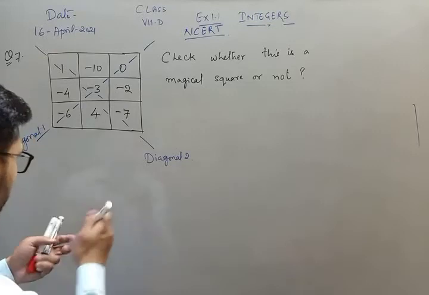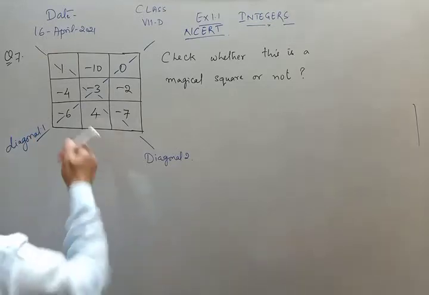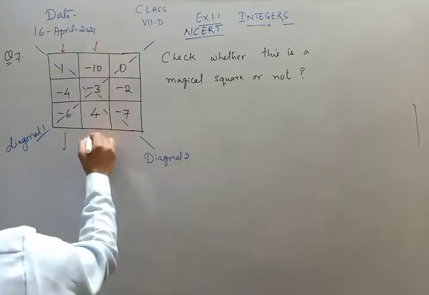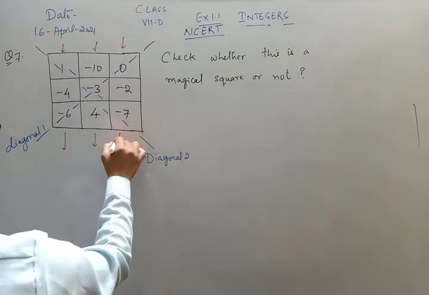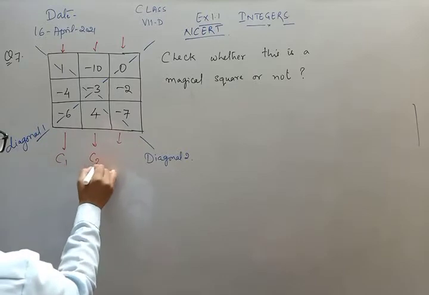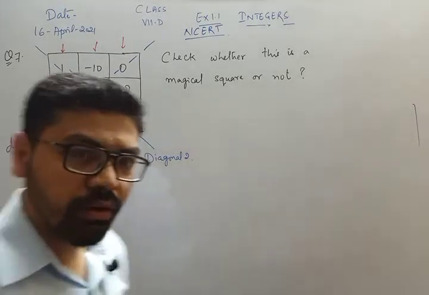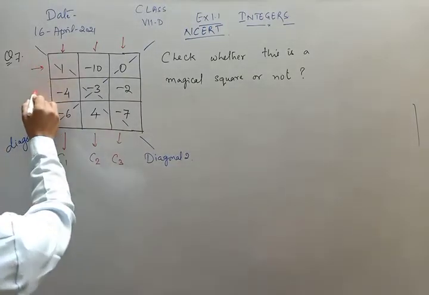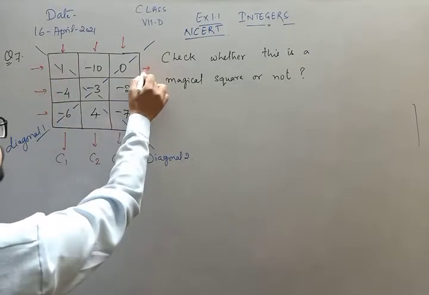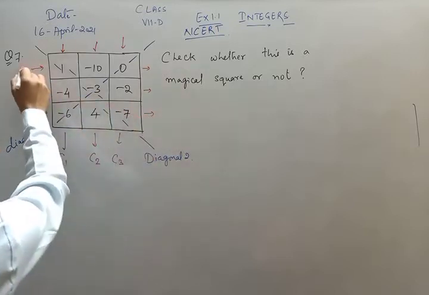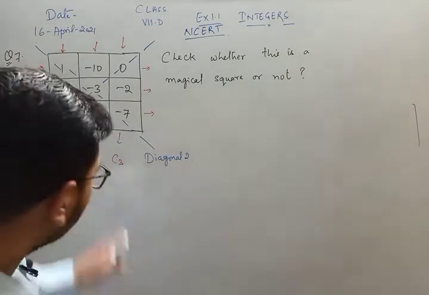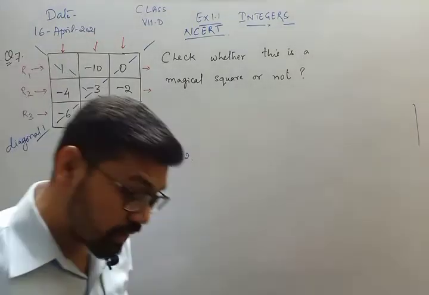And what are columns? These are the columns: column 1, column 2, column 3. Let's say this is C1, C2, C3. And what are rows? These are the rows R1, R2, R3. These are the rows, these are the columns and these are the diagonals. Now let's check.